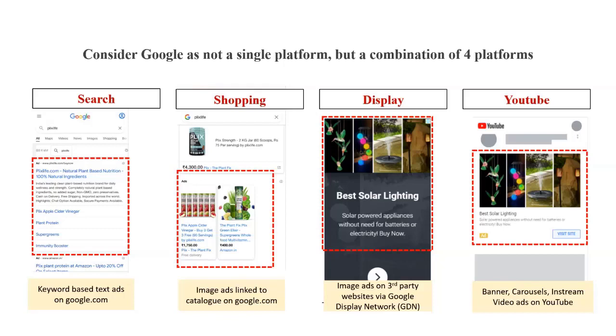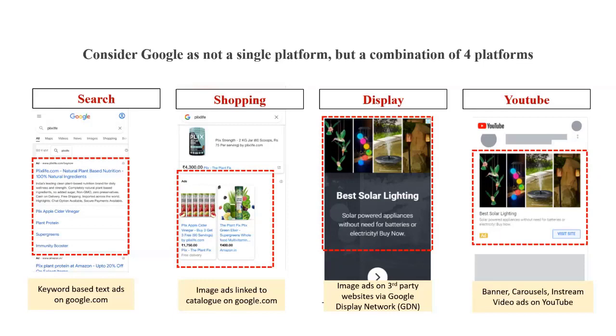Okay, one is your Google search, which is like a text-based ad. When you search on Google, let's say Plix Live, you will see a few text ads, and I'm sure all of you have seen that. You might be running these ads yourself. The second is called shopping ads, where you search an attribute of a product, and what you see is an image ad coming after the product.